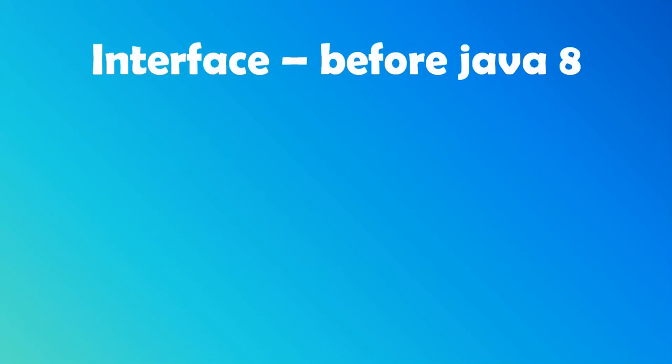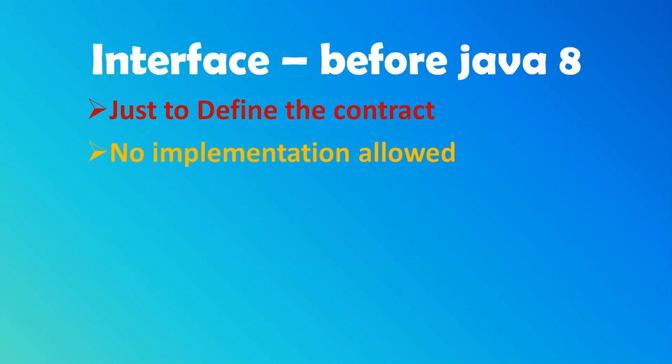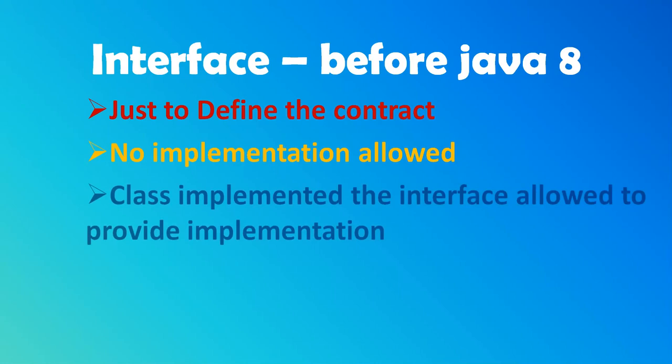Before Java 8, the interface was just to define the contract, or you can simply put it that it was only allowed to put a signature. The implementation has to be done only in the classes that are going to implement that particular interface. No implementation was allowed at all. The interface only contains method declarations, not the definition, and the class implementing the interface provides the implementation. That is the usual thing.